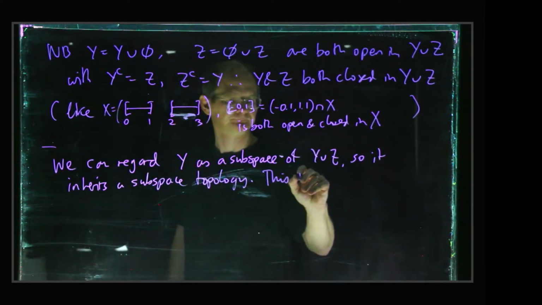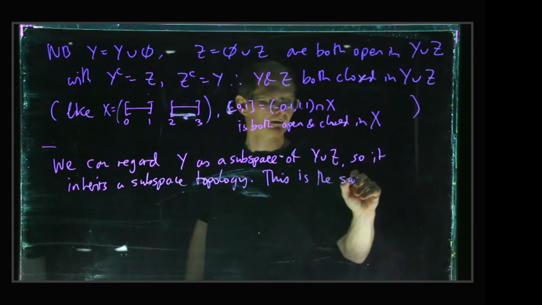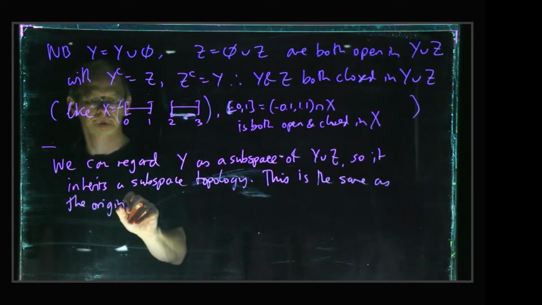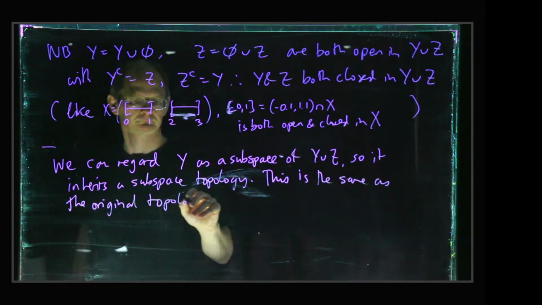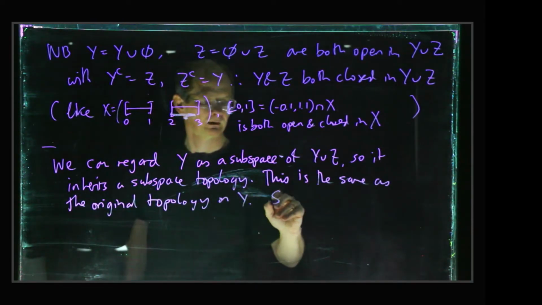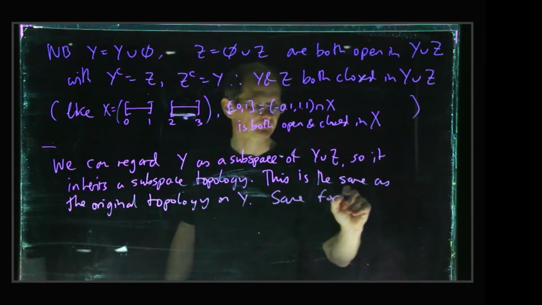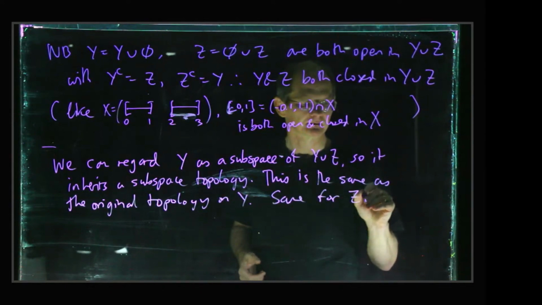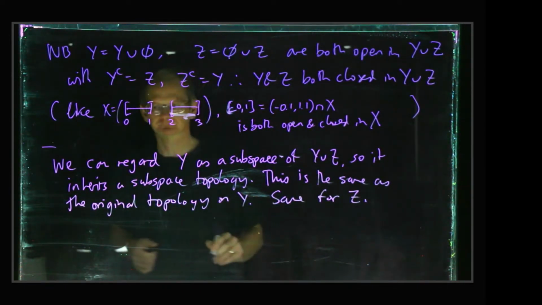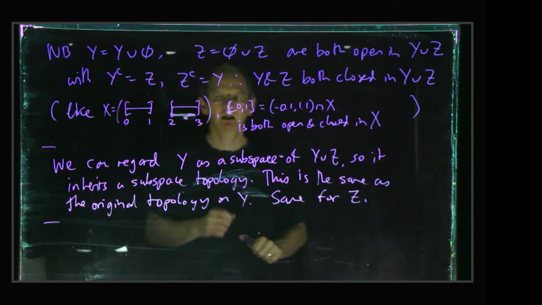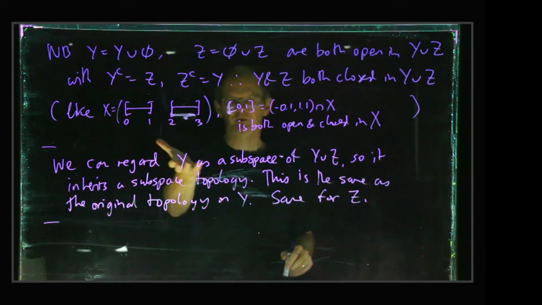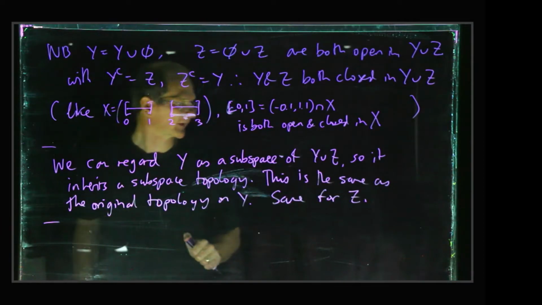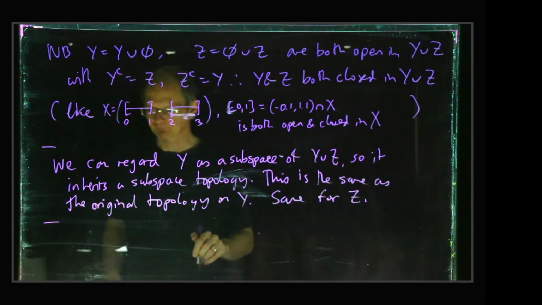This is the same as the original, and of course it's the same symmetrically for Z. Okay, I think I'm not going to write the proof of that. The proof's in the notes, or you could just take it as an exercise. Then Y is an open subspace and Z is an open subspace. They get the original topology as the subspace topology.